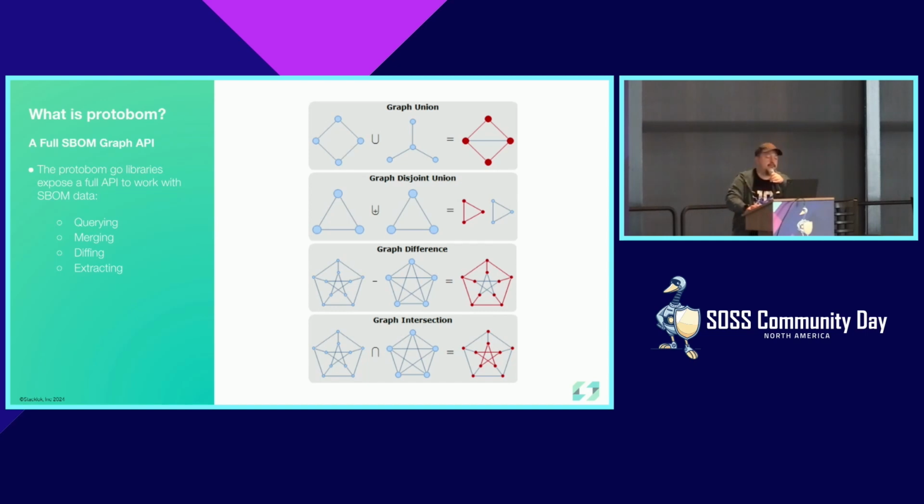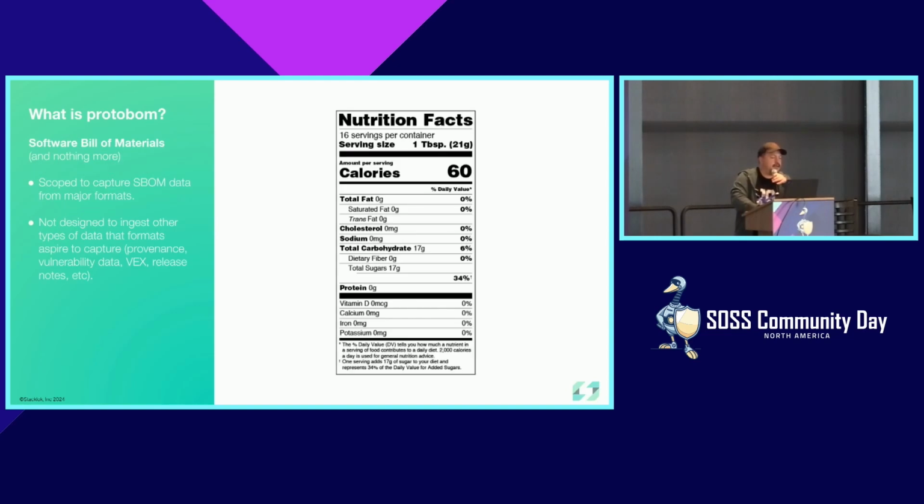The next thing that protobom offers is an API to perform queries on that database. So the protobom library has APIs that let you do things like union querying, basic querying on the graph, and making a difference of nodes.